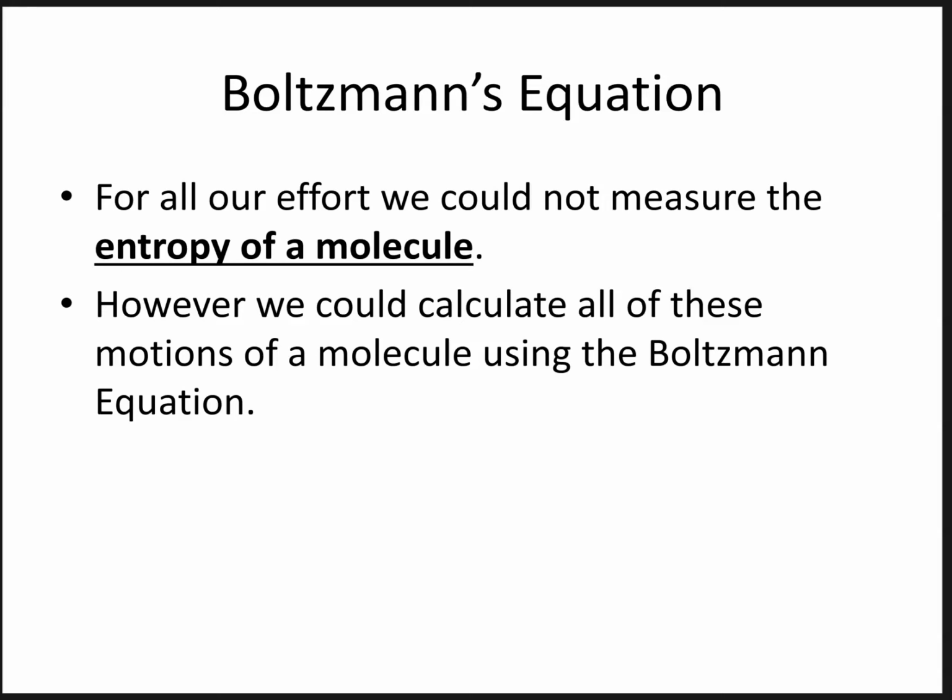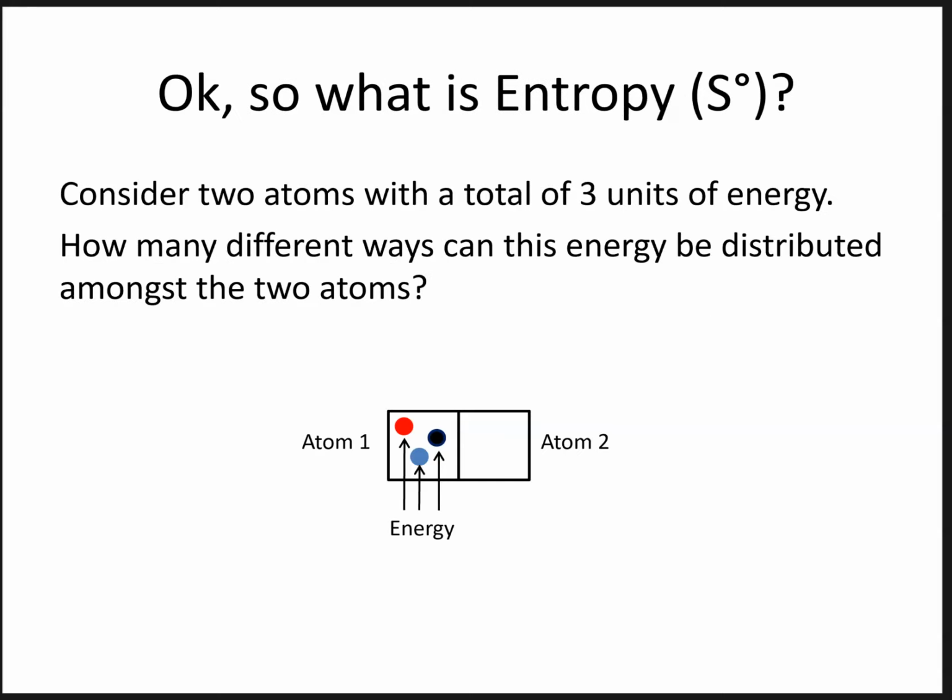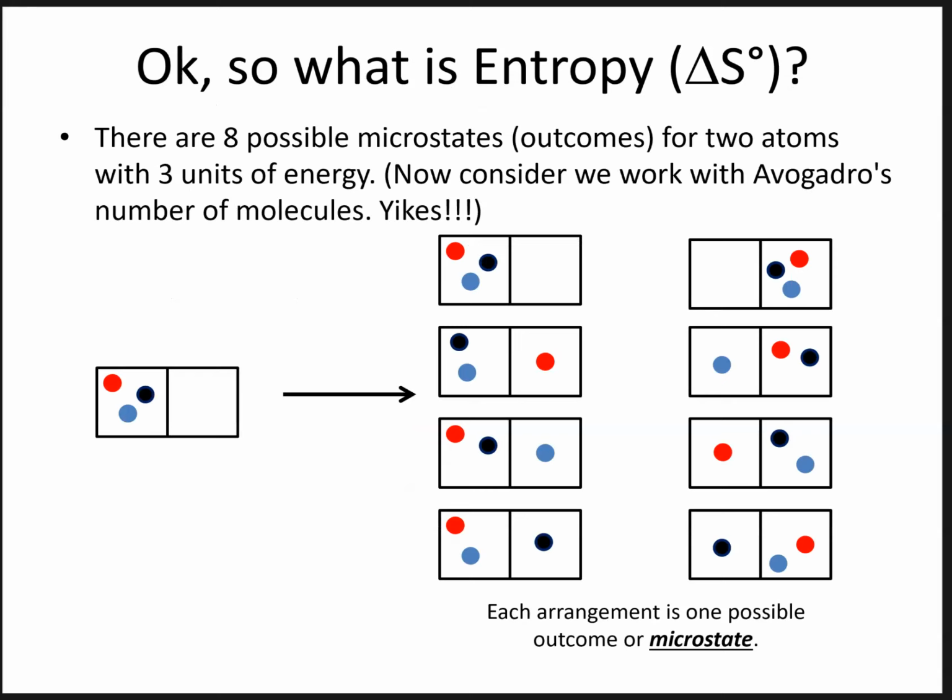Let's consider we have 2 atoms with a grand total of 3 quanta of energy to split between them. How many different ways can we distribute this energy? Well, between the 2 atoms, we have 8 possible ways in which the atoms can have energy expressed in them. So we call these microstates. Each one of the boxes to the right, that is the set of 2 boxes, is known as a microstate. A microstate is one possible outcome of many.